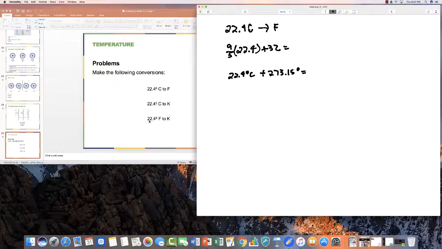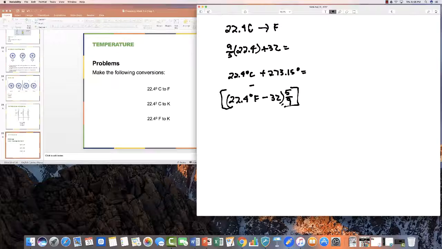And then lastly, you convert 22.4 degrees Fahrenheit to Kelvin. Now there's no direct conversion from Fahrenheit to Kelvin. So in order to do that, you're going to have to convert this Fahrenheit first to centigrade and then convert this centigrade to Kelvin. So it's going to be 22.4 degrees Fahrenheit. You're going to have to subtract 32 and then multiply that by 5/9. You'll get that answer, and that'll be the temperature in centigrade, which is going to be some negative number.